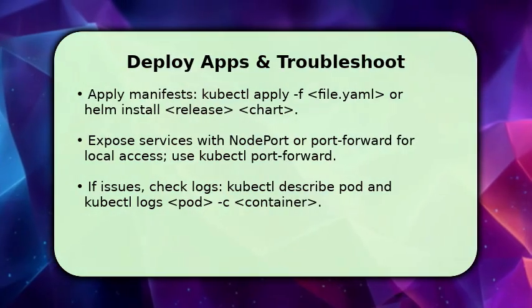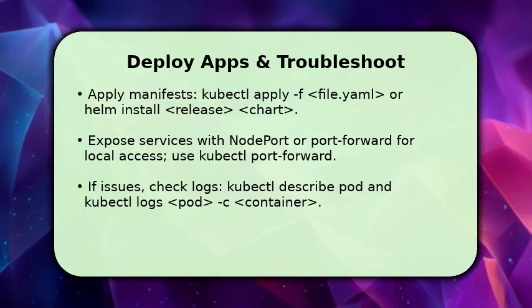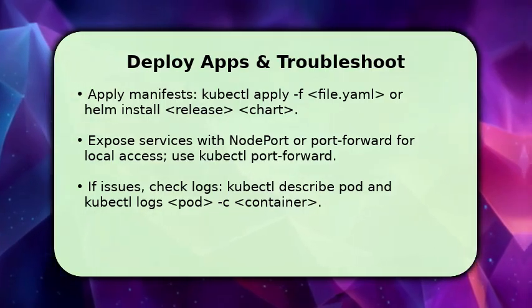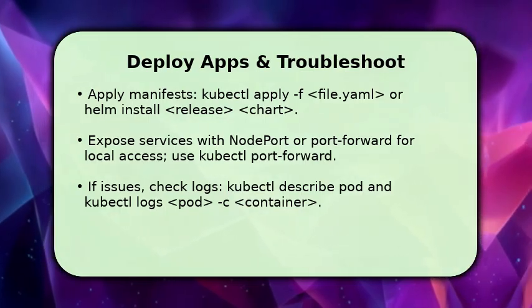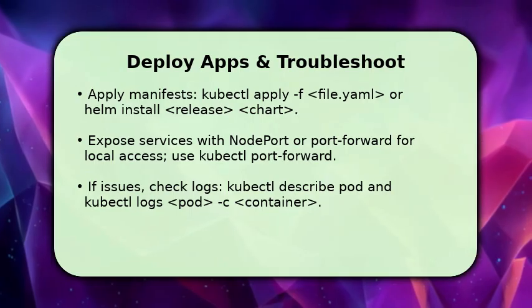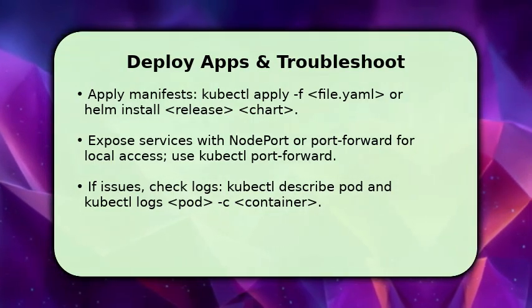Finally, deploy your app using kubectl apply -f or install via Helm. Target the Docker Desktop context and watch pods roll out with kubectl get pods -w. Expose services using NodePort or use kubectl port-forward for quick local access. Make sure ports don't conflict with Docker Desktop's reserved ports.